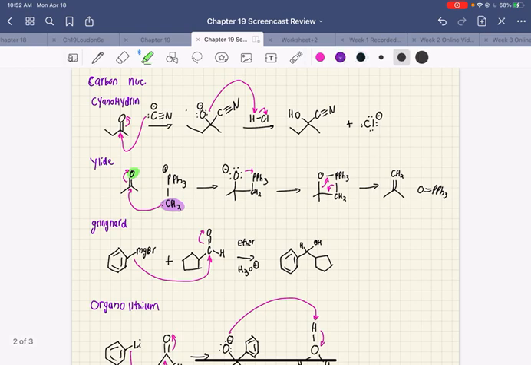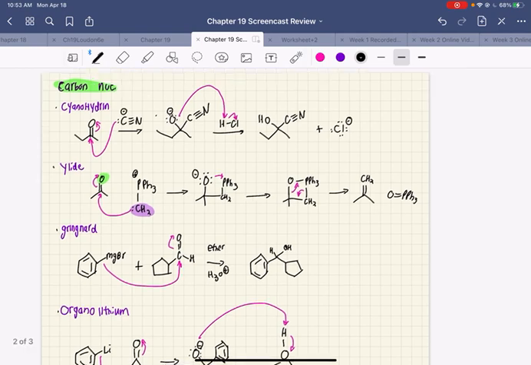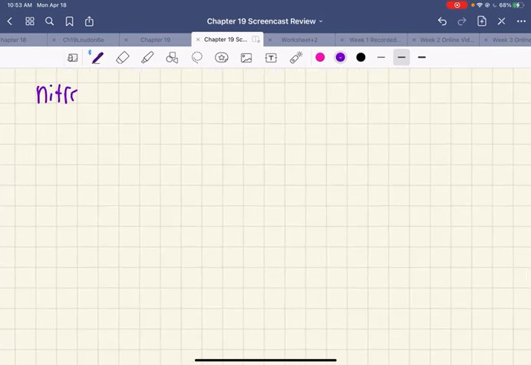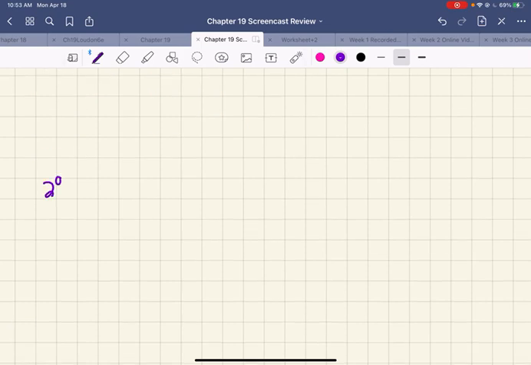So for carbon nucleophiles, we had cyanohydrin, ylide, Grignard, and organolithium. Now we'll move on to nitrogen. And we had primary amine, which results in the formation of an imine, and we had secondary amine.